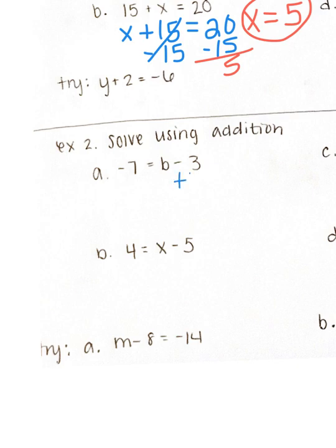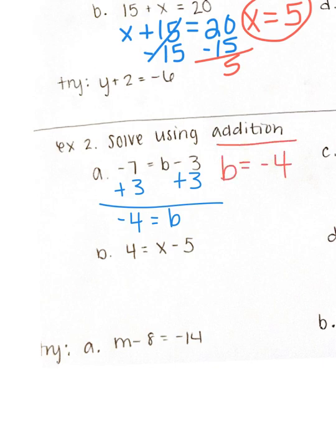So if I do that, I have adding 3 to both sides. Then I can do negative 7 plus 3, that should give me negative 4, equals b, and then negative 3 plus 3 is 0. So my answer would be b equals -4, just like that.